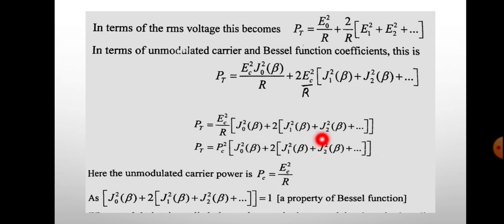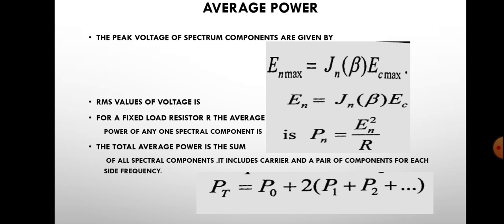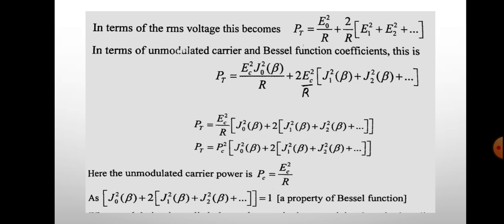And this summation will give a value of 1 based on the property of the Bessel function. So we write Pt equal to Ec square by R into 1. We know that the unmodulated carrier power Pc is equal to Ec square by R. So the total power will be equal to Ec square by R.